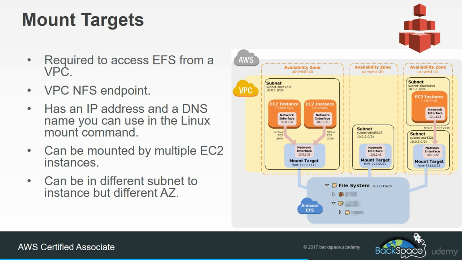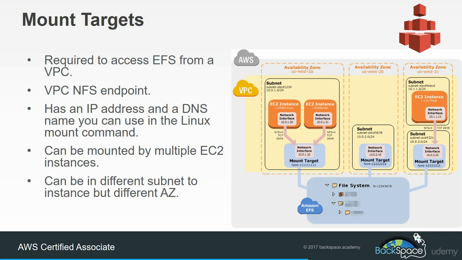The mount target will have an IP address and a DNS name, and you can use that with the Linux mount command, but it's not recommended to do that. It's better to use the DNS name for the actual EFS share rather than the DNS name for the mount target, but you can use either, and it can be mounted to multiple EC2 instances at the same time. So you can see on that diagram on the left, we've got two EC2 instances within availability zone US West 2A that are both mounted to the same mount target, which is then connected through to the EFS share.